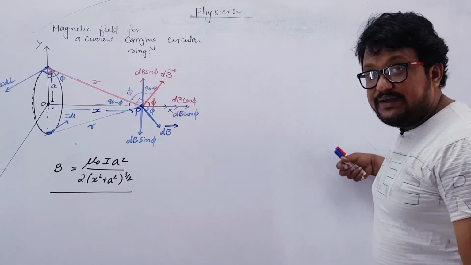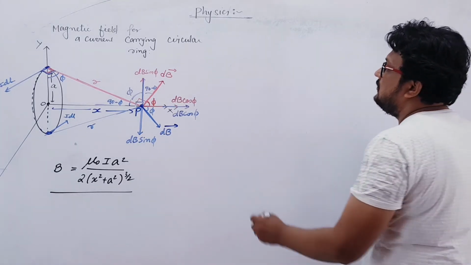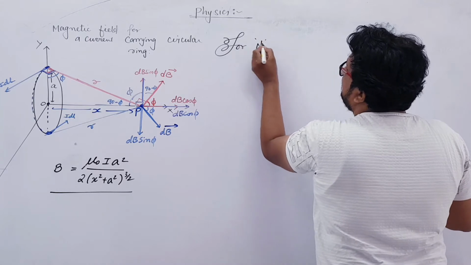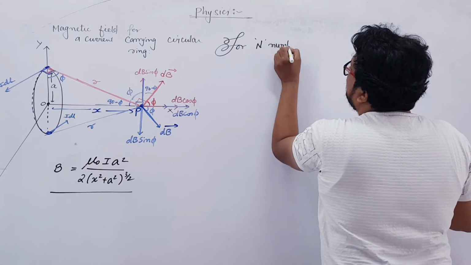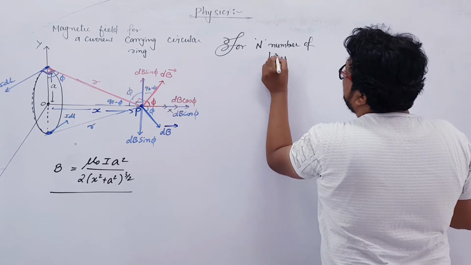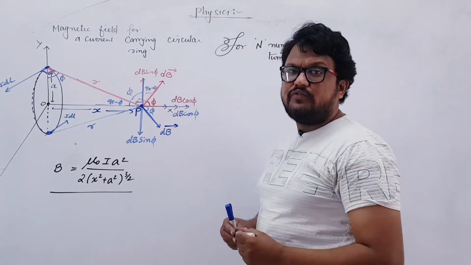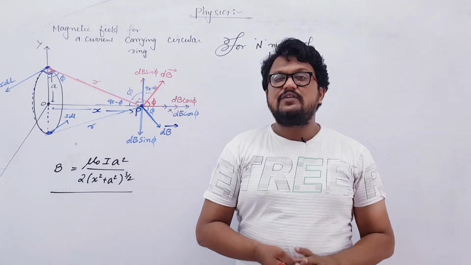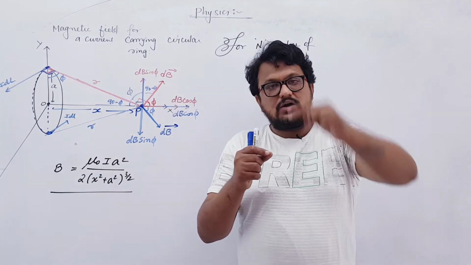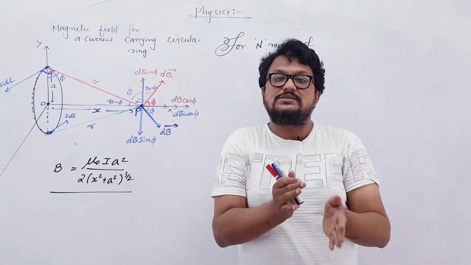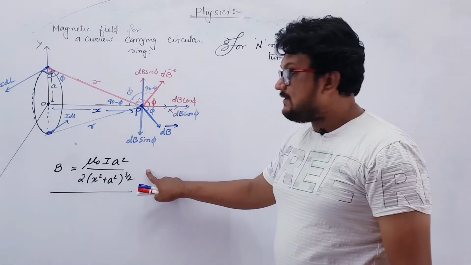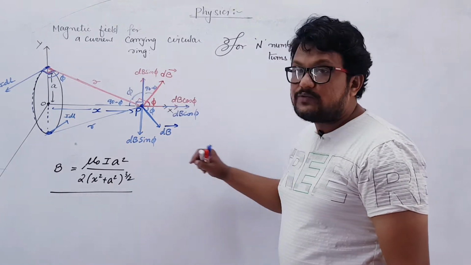Now in this ring, if there are n number of turns, the ring will obviously have one turn, so you can say that we have a helical coil. This is one turn, then second, third, fourth. Suppose we have 5 turns, right? So in that case the magnetic field for one turn is mu naught I a square over 2 into (x square plus a square) whole raised to 3 by 2.